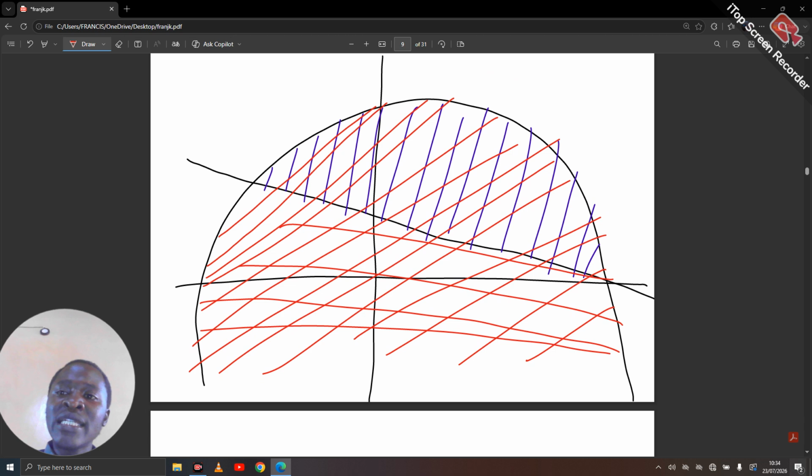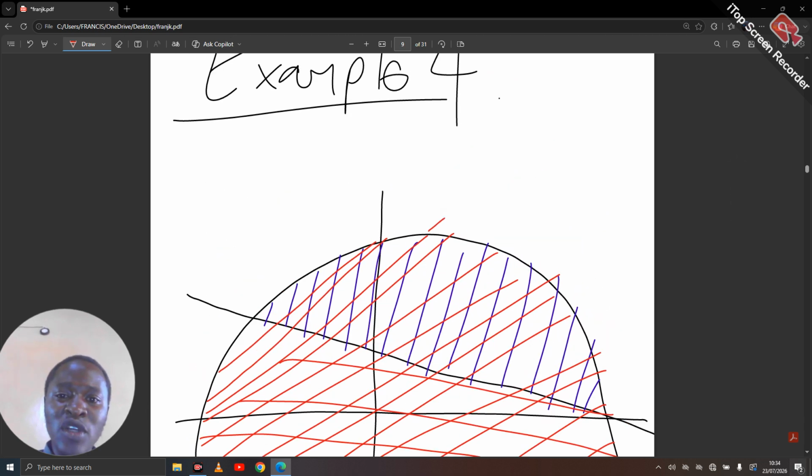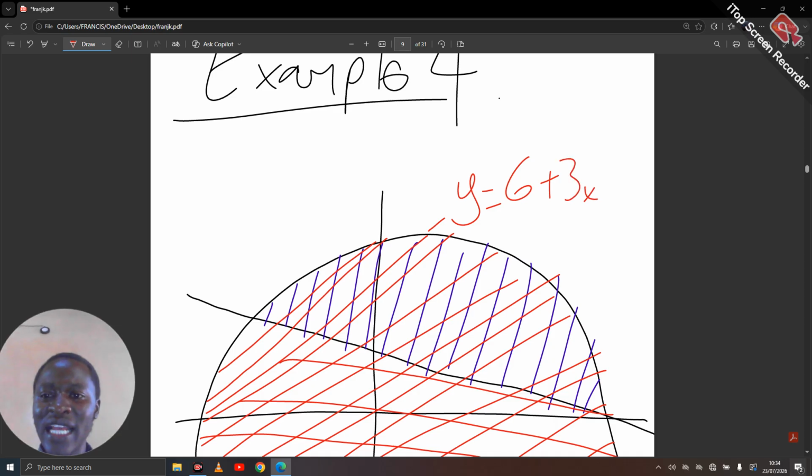Now, suppose this function is given by y = 6 + 3x - 2x². Suppose we integrate the curve. The function we integrate gives us all the area. I don't know if you are getting me, but let me just continue.